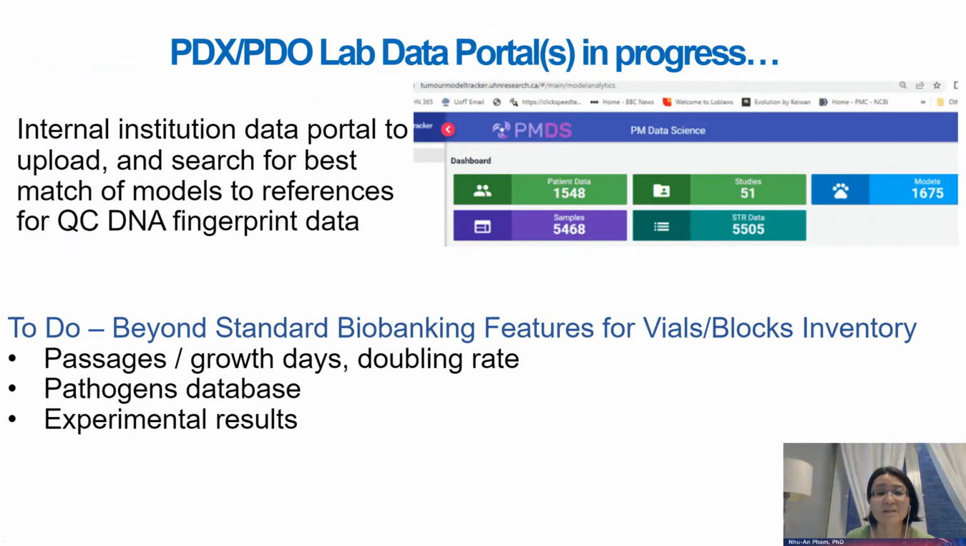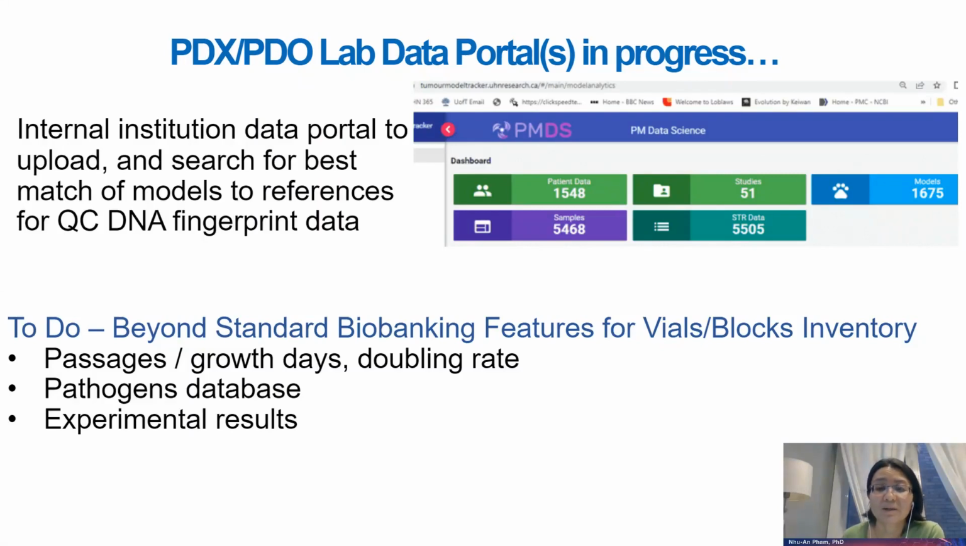Also, I'd like to emphasize all the data that is collected during model establishment, which is typically not collected by any data portals or by standard cancer banking of tissues. We have our QC data and DNA fingerprinting data, for which our institute has built a customized portal for us to upload all the data associated with our models to verify them against the patient tumors.